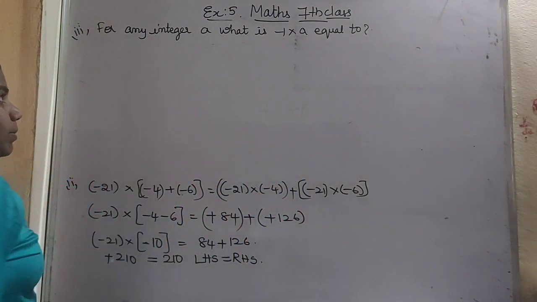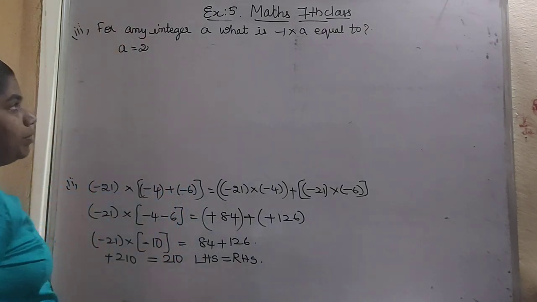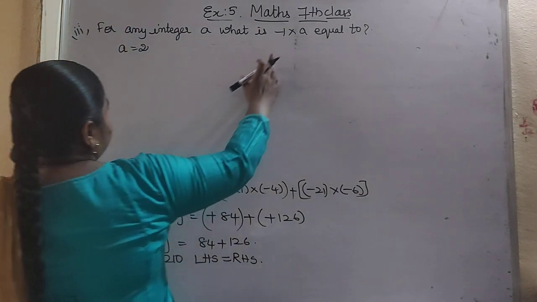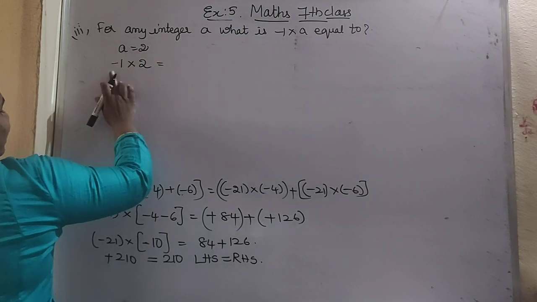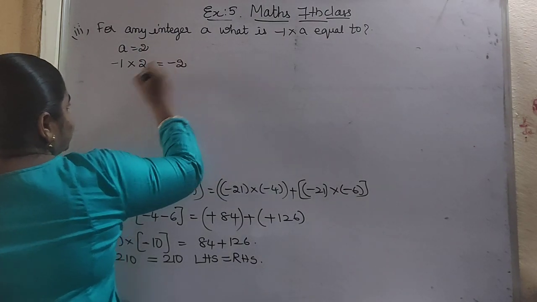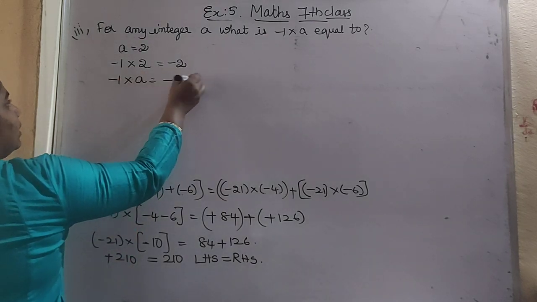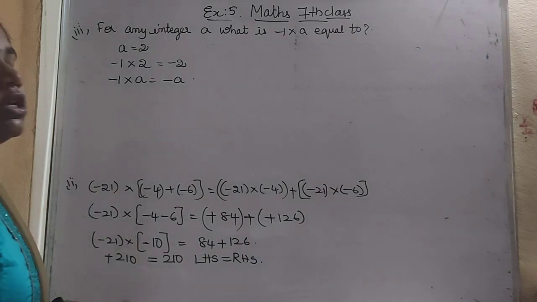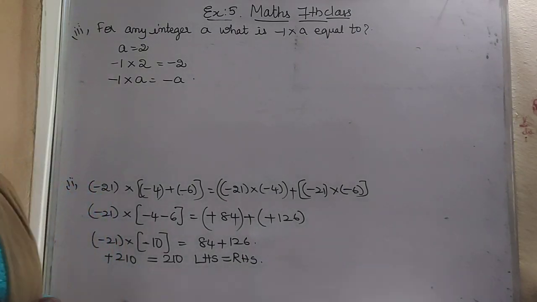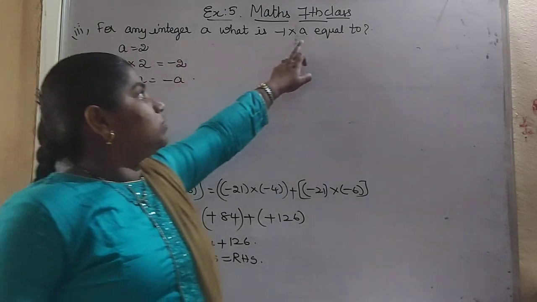Okay, so we can take in place of a any number. I am taking a value as 2. So if I substitute in place of a as 2, that will be minus 1 into 2. Minus 1 into 2 is how much? Minus 2 itself. That means if you are multiplying minus 1 into a, then the result will be minus a only. So for any integer a, minus 1 into a equals to minus a. Any value of a can be taken; I am taking it as 2, substituting this 2 in place of a.